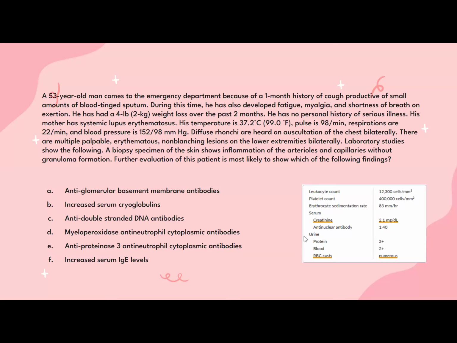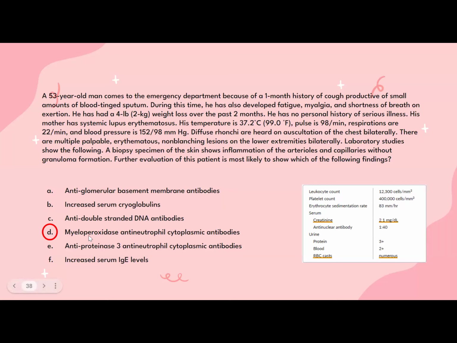Laboratory study shows the following. Leukocyte is all right. Platelet is okay. ESR is elevated, so there's some sort of inflammation going on, right? Creatinine is 2.1, which is twice the normal amount. ANA 1 to 40, so ANA is elevated as well. There is proteinuria, there's hematuria, and numerous red blood cell casts. Further evaluation is most likely to show which of the following?